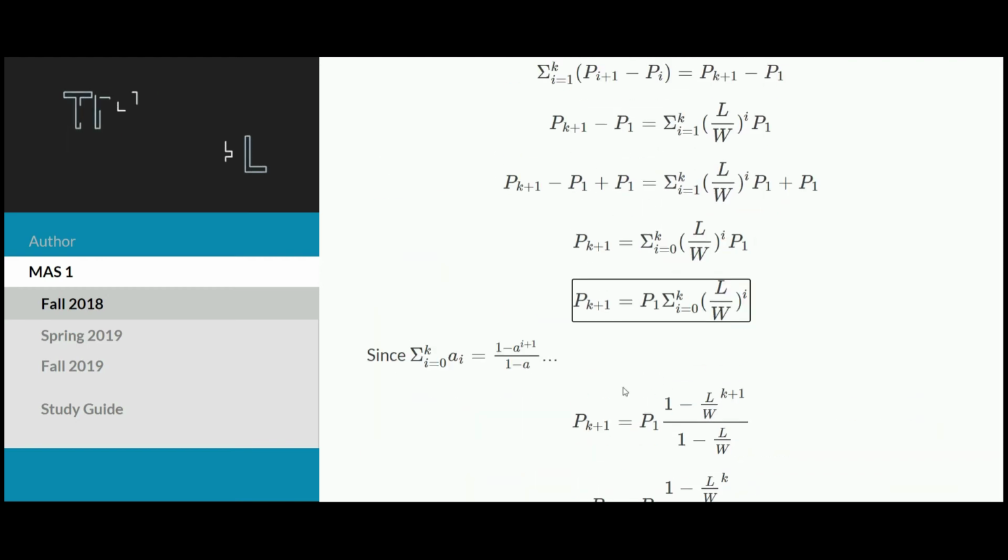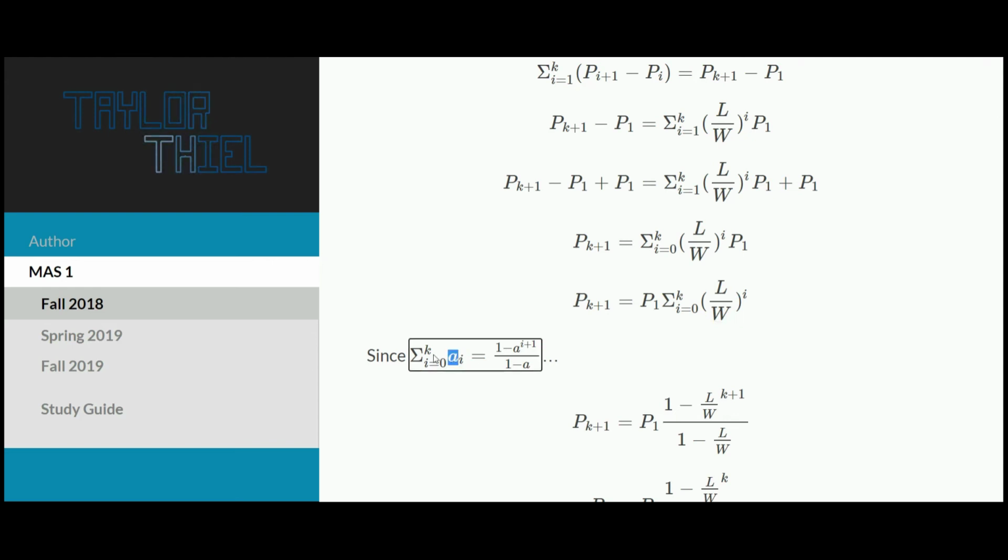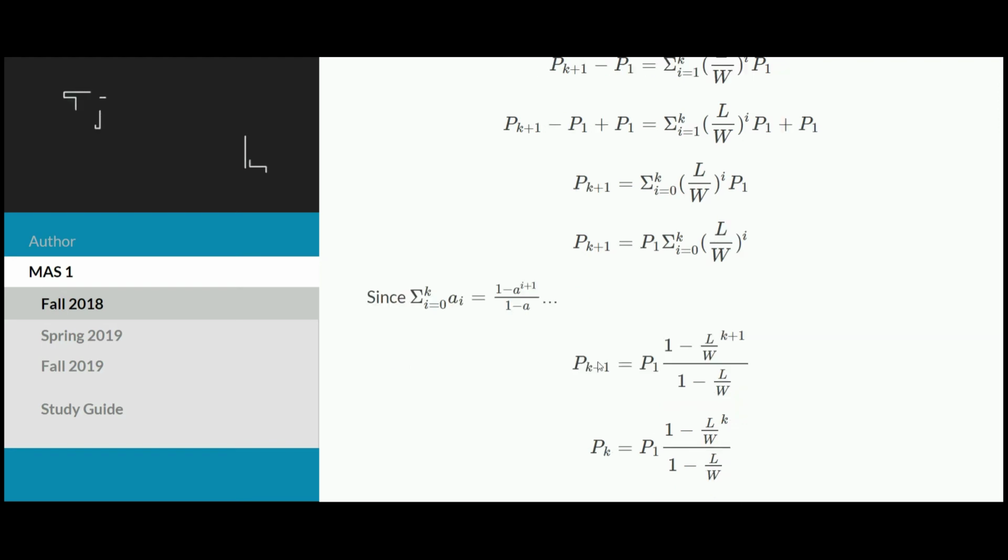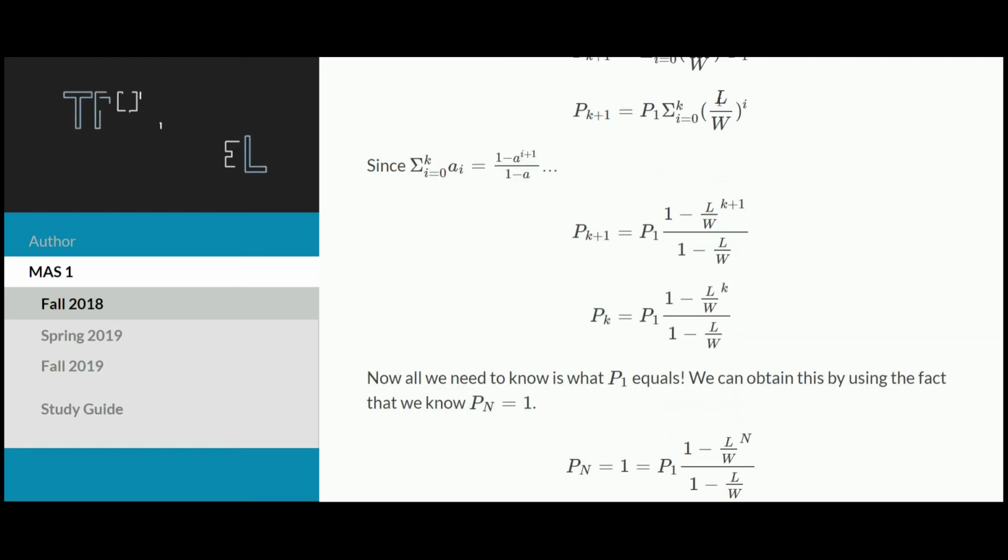So we now have P subscript K plus 1 equals P subscript 1 times the summation, where the factor, and I had to look this up, I know we learned this in high school, I had forgotten it, but just copying in L over W for our factor A, we end up getting this result.